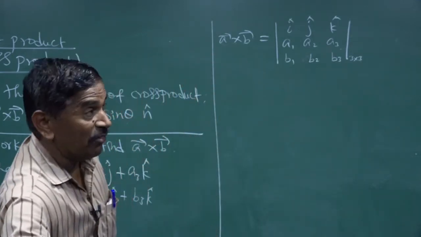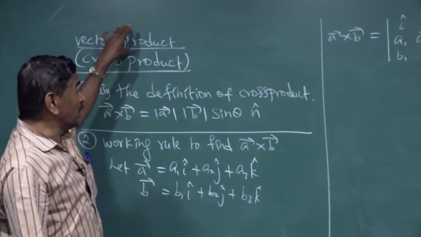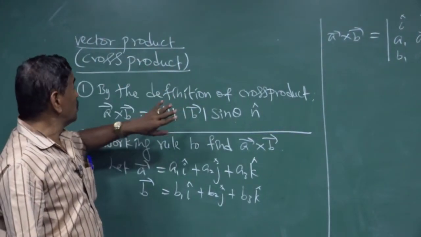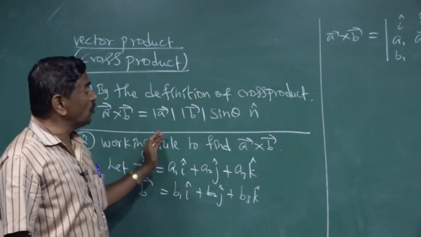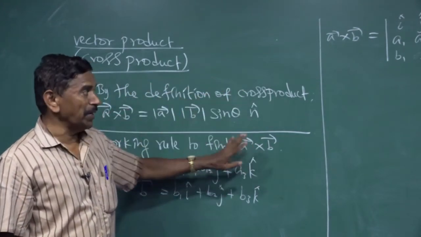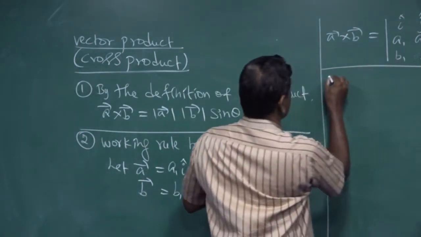Children, listen, today our topic is vector product, that is cross product. Vector product gives a vector answer. Now, we have covered the definition of cross product and the working rule to find A cross B. These two are very important. So the second one is completed. Now listen, the third one.